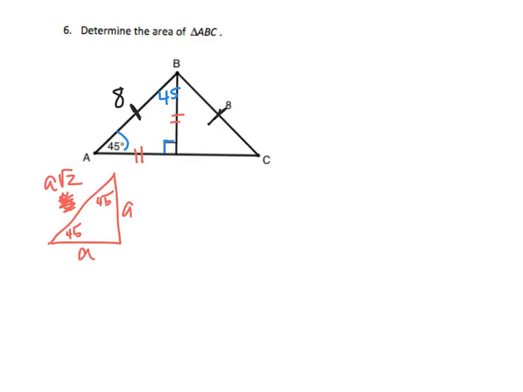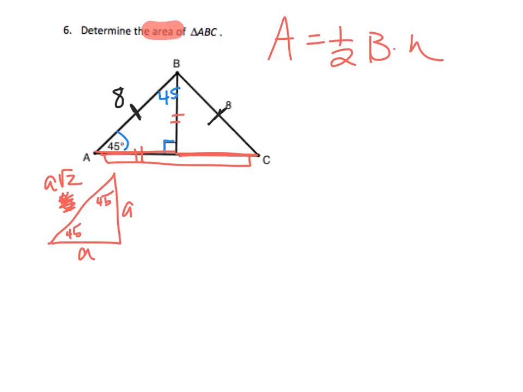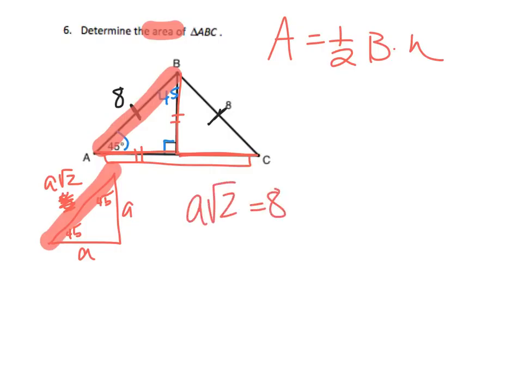So again, the reason why I'm doing this is because in order to find the area of the triangle, I need to know what the base and the height are. And if I find this side here, I can find that side there, which makes me find the whole total. And then I can also find the height. So doing this will give me everything that I need. So in the original triangle that I have the hypotenuse, and that's the a root 2 side. So say a root 2 equals 8.